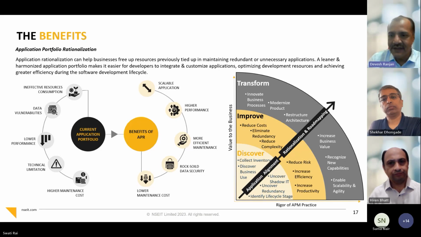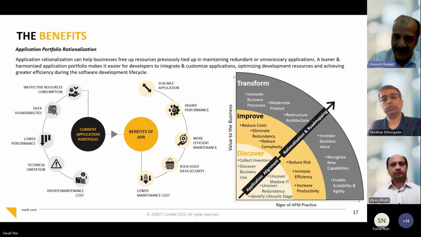So introducing new changes, new functional enhancements at a lower turnaround time is what we typically want as benefits of this APR exercise, or rather, we have witnessed these kinds of benefits being provided to organizations.